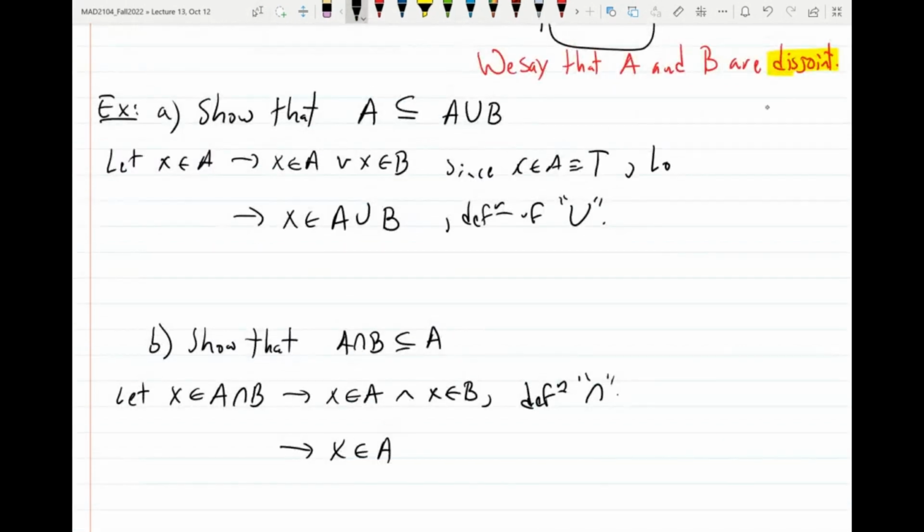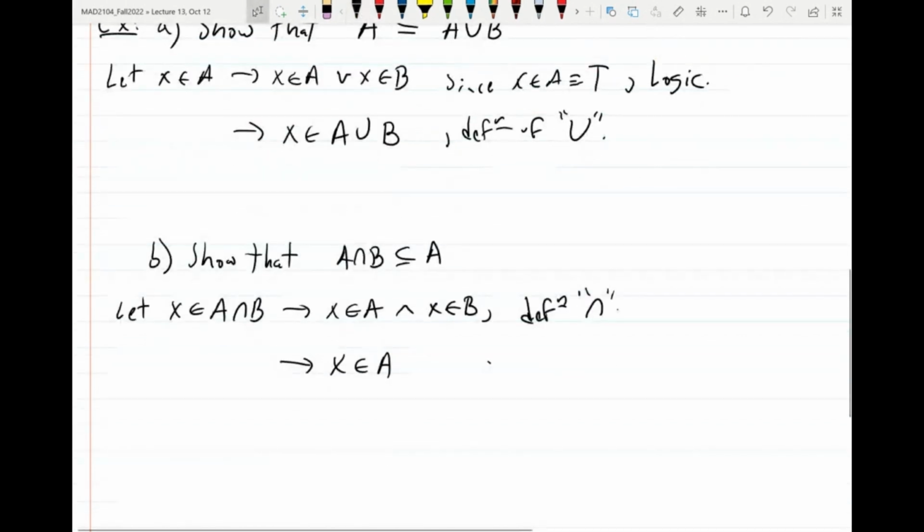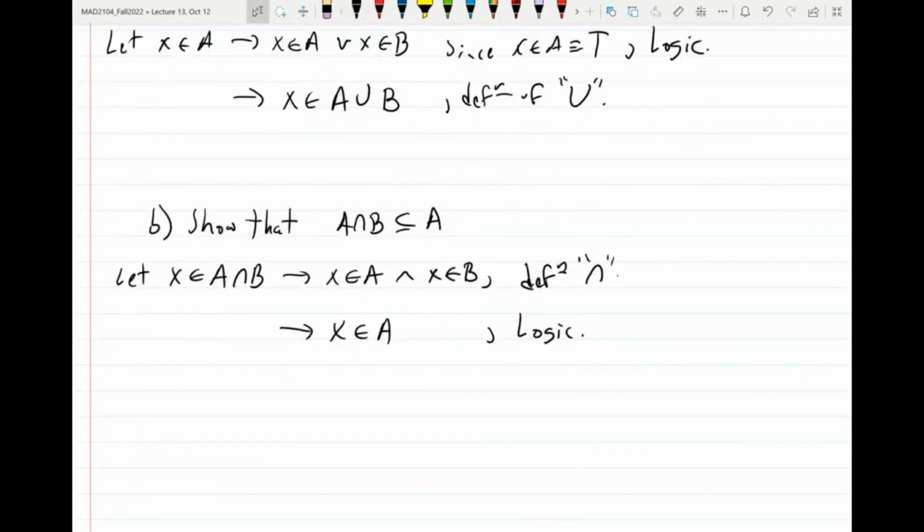Whenever you do this, you can just tell me this is a logic step. This is because of logic. Because we know this is true, then I can deduce that X is in A. That's because of logic. But then, if X is in A, that's exactly what we want, right? So we started with an element in the intersection, and we showed that it's in A. So the intersection is a subset of A.